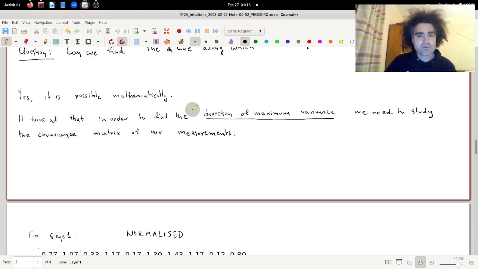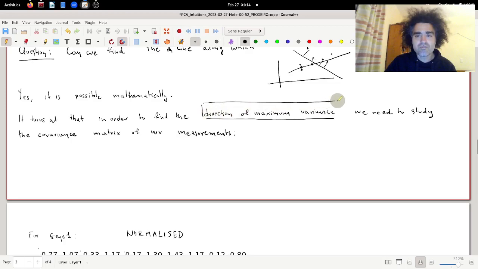So what we want to find is the line. So if we have some data points here, we want to find the line. So this will be the line in this case, along which the projection of the points on this line have the greatest variance compared to any other line. So something like that. This could be another line, and the projections could be like that. So we want to actually find the direction of maximum variance. And in order to do that, it turns out that we have to study the covariance matrix of our measurements. And to be more precise here, the covariance matrix of the normalized measurements.